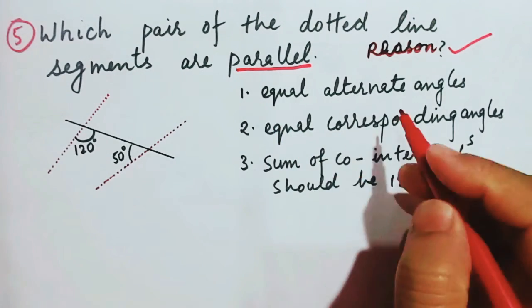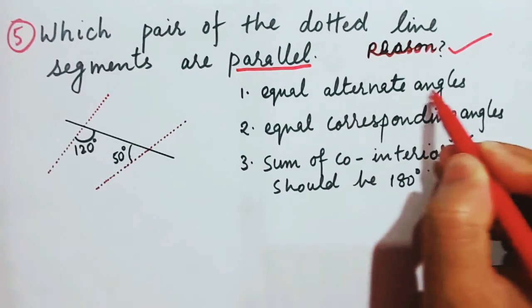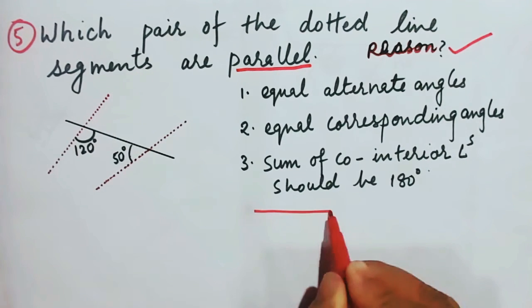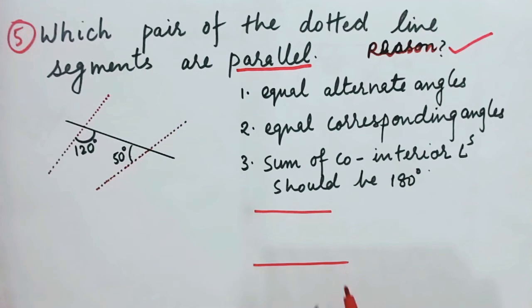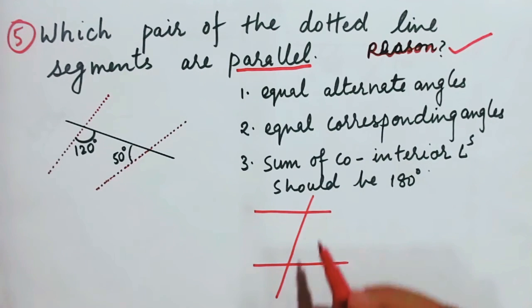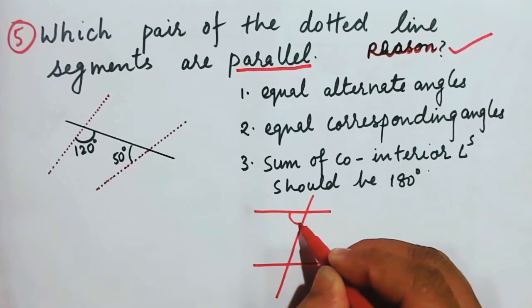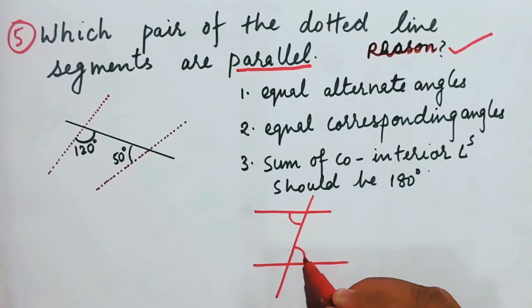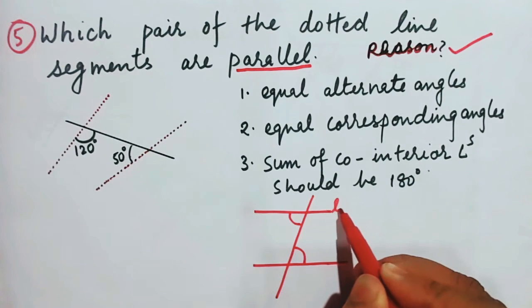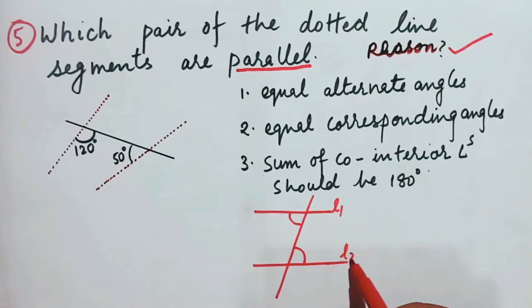Number 1, equal alternate angles. It means that these two lines are parallel only when the alternate angles are equal. If these two are equal, then we say that these two lines L1 and L2 are parallel.